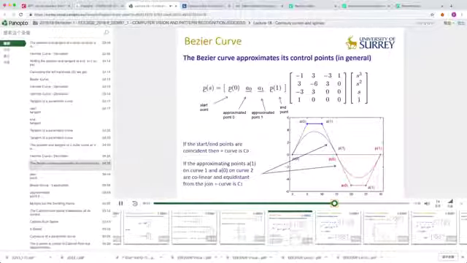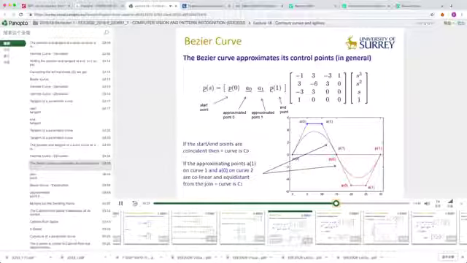Okay, so this blue curve here is an example of a plot of a Bezier curve. It starts at a start point, it ends at P of 0, it ends at P of 1, that's the blue curve, but it only gets close to A0 and A1.